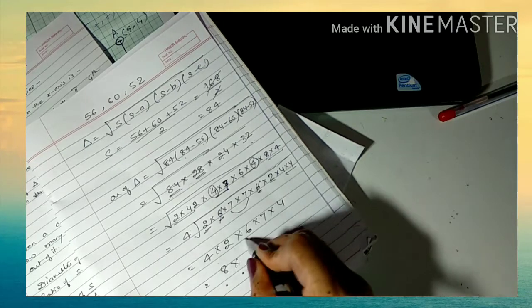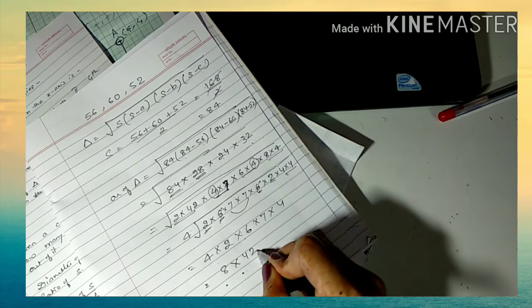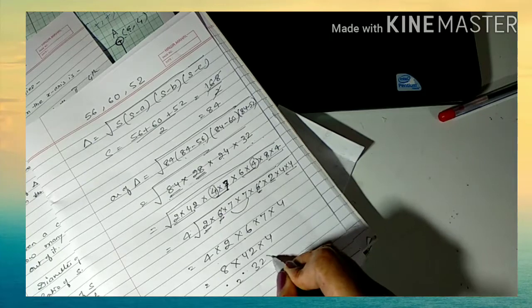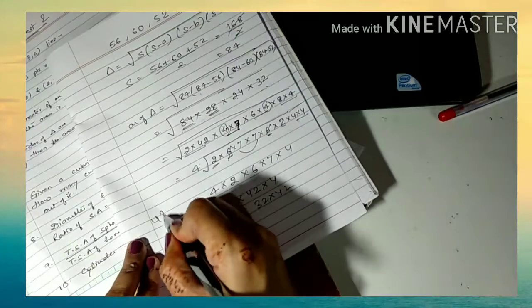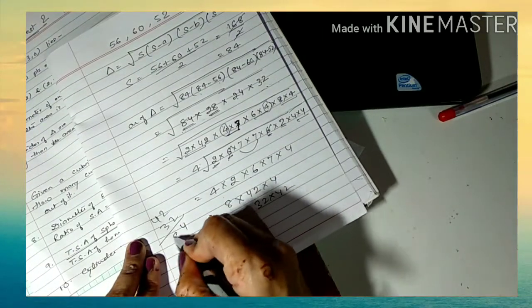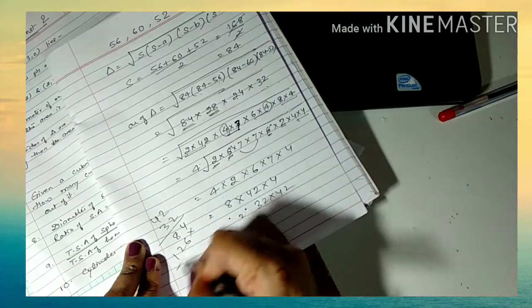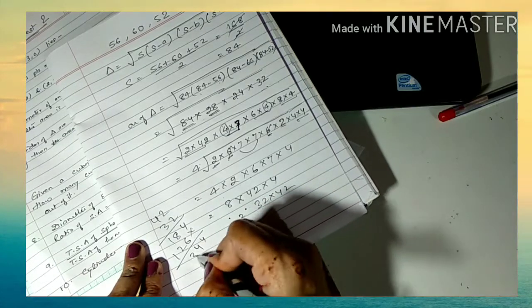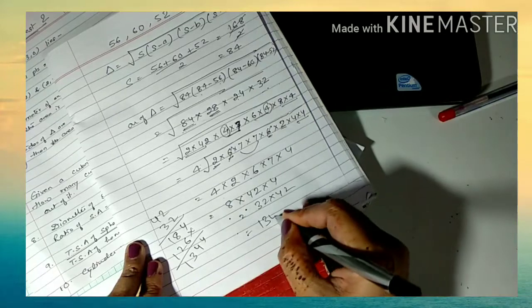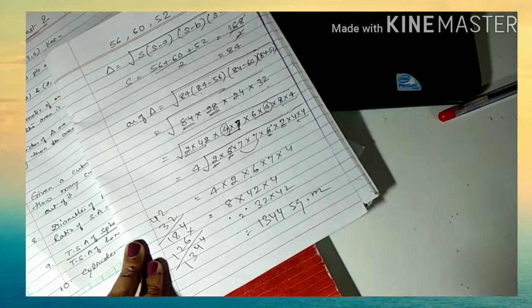4 2 जा 8, 6 7 जा 42 into 4, so it is 32 into 42, and 42 into 32, 2 2 जा 4, 2 4 जा 8, 6 12 4. So what is our answer? 1344 square meter.